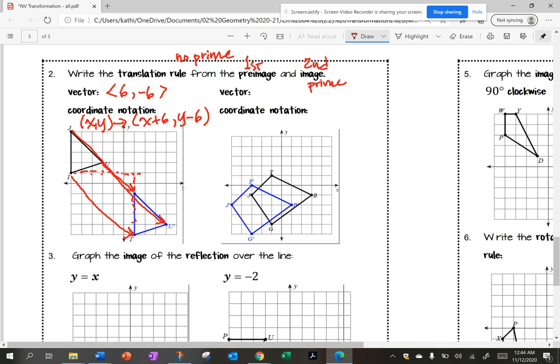Okay, let's try one more. So I'm going to go from the pre-image to the image. So to figure out what one vector is, I'm going 1, 2 to the left. So that's negative 2. And down 1. So that's negative 1. In coordinate notation, I'd say xy becomes x minus 2, y minus 1.